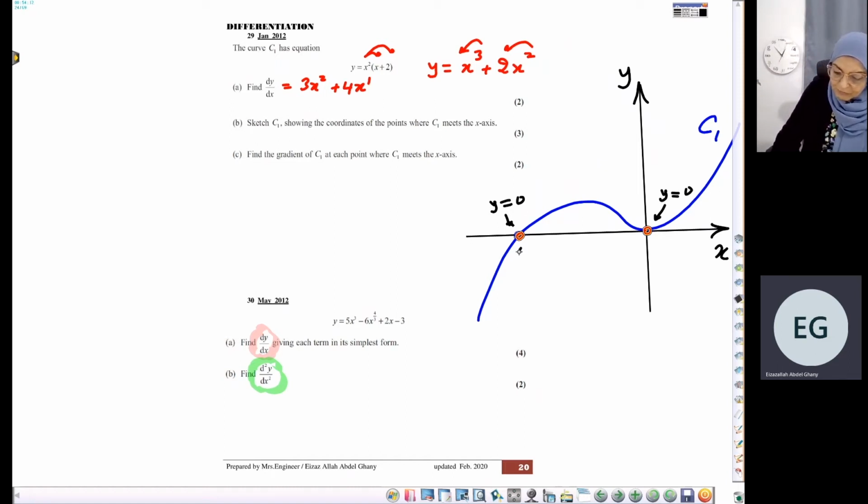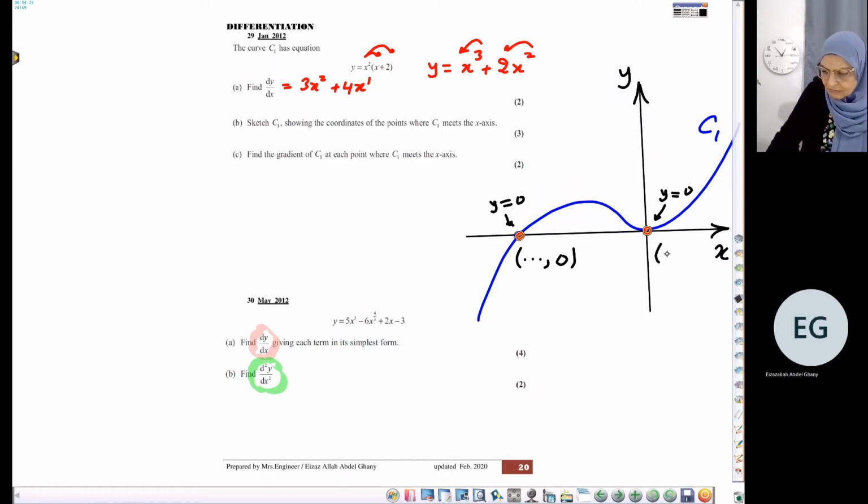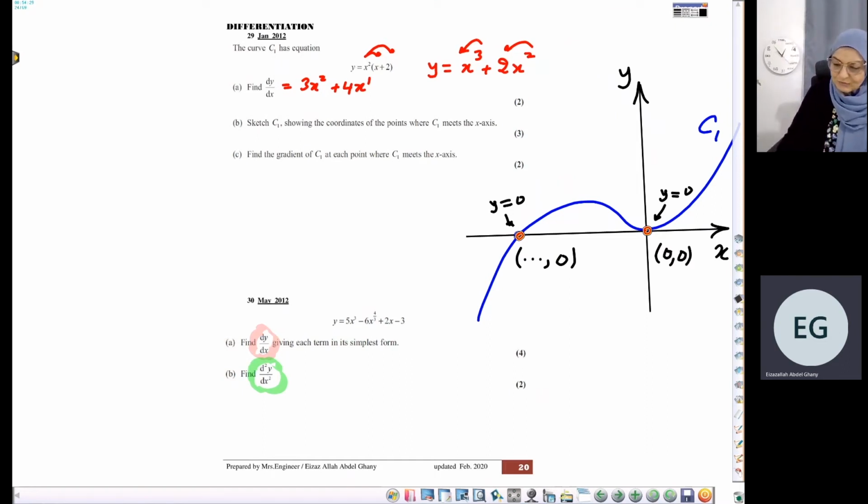So you have to prepare the coordinates. It is something, comma, 0. And the other point looks like the origin. Is it 0 and 0? Of course, we can know it like that. It is 0, comma 0. Let's know how to find it out. You just put y equals 0 in the equation of the curve.